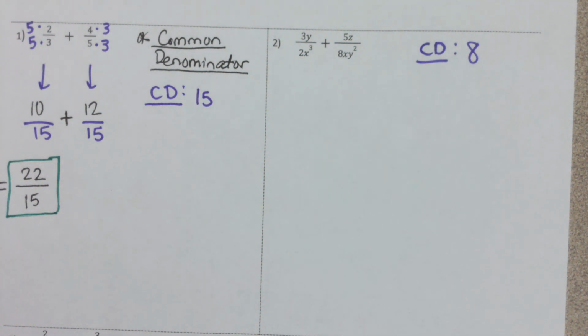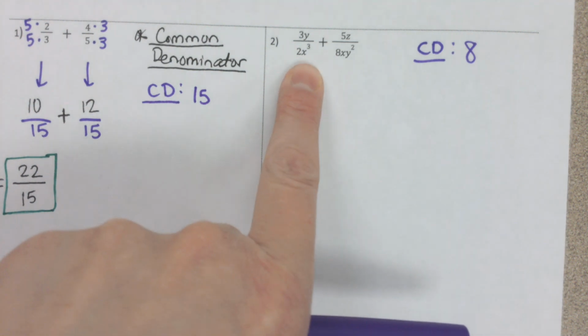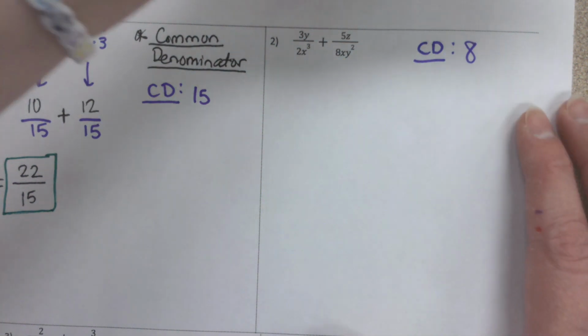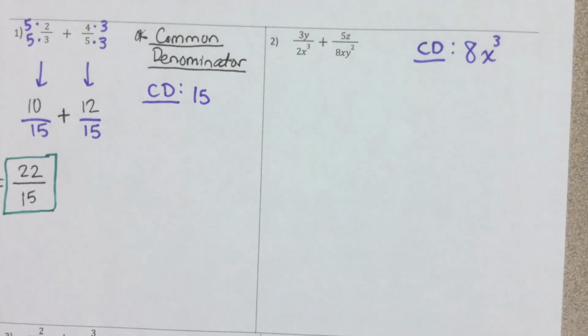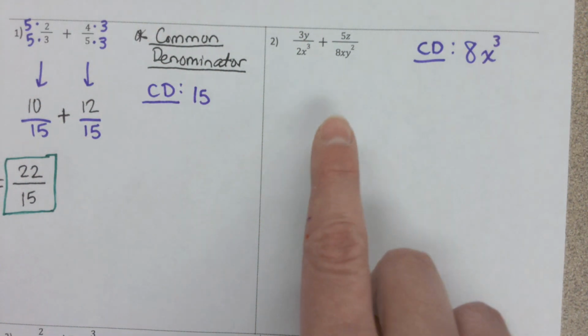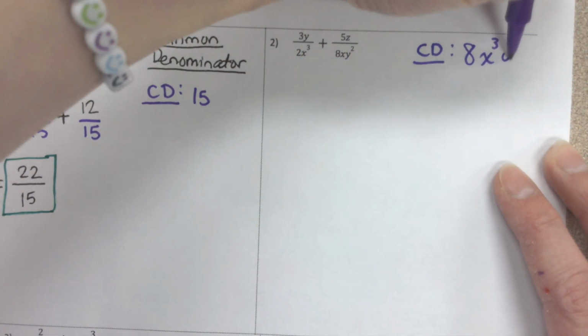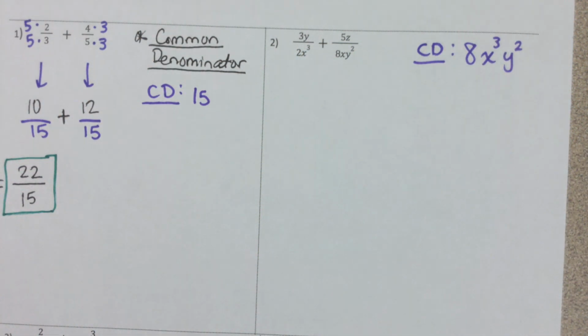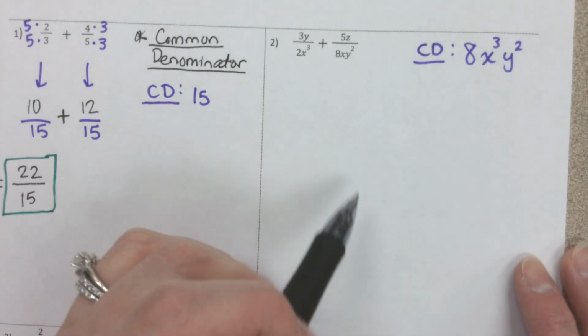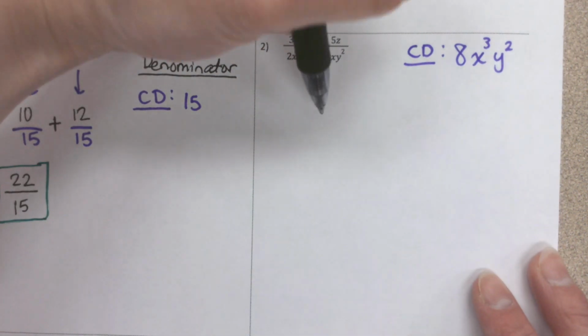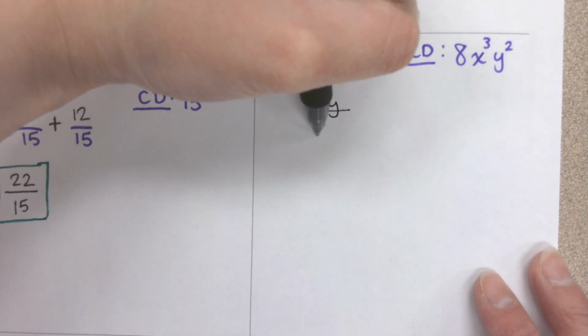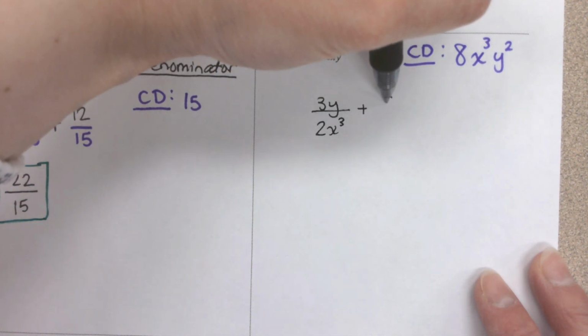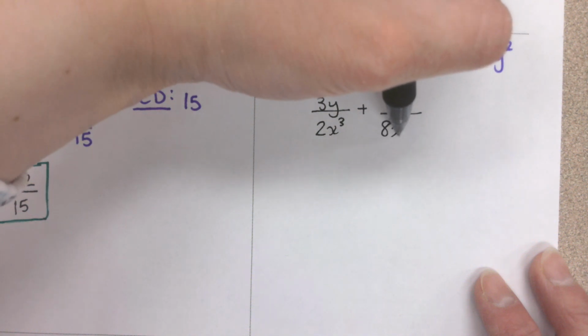Next, we look at the letters, and we'll go alphabetical order. Reminder, we can only add to it. We can't take away. We have x cubed here and x here. So I'm going to write down the larger one because I can always give it more x's. That's an option. And then this fraction has a y squared, so that has to go in there as well. So our common denominator is 8x cubed y squared. To give myself more space to show the work, I'm going to write the problem again. 3y over 2x cubed plus 5z over 8xy squared.